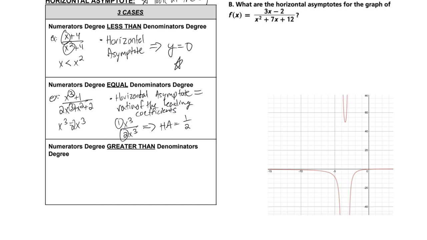Then the last one, say the numerator's degree is greater than the denominator's degree. So example, say we have x to the 4th plus 3x over x plus 2. Right, here are our degrees. X to the 4th is greater than x, right? So our horizontal asymptote, well, we actually technically don't have a horizontal asymptote.